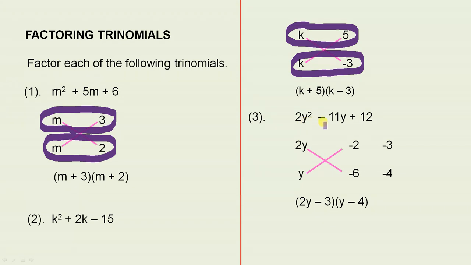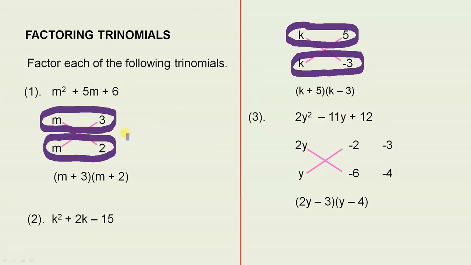This is a little more involved, and I've just approached it a slightly different way, but the process is very similar. What two terms multiplied together give us 2y squared? 2y and y, that's very obvious. What two terms multiplied together to give us plus 12? Let's try minus 2 and minus 6, because we know when we multiply those two together, that gives us plus 12. Now let's see if they are correct, because the cross multiplication has to give us minus 11y.